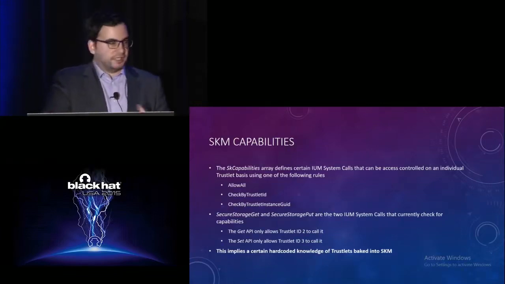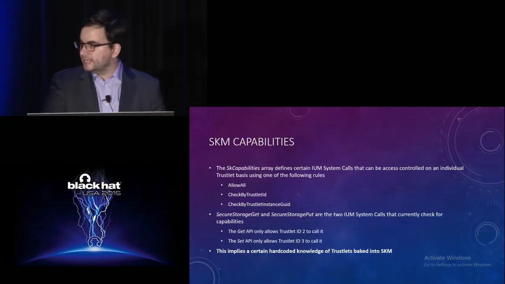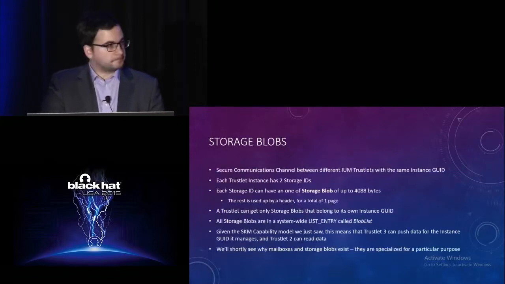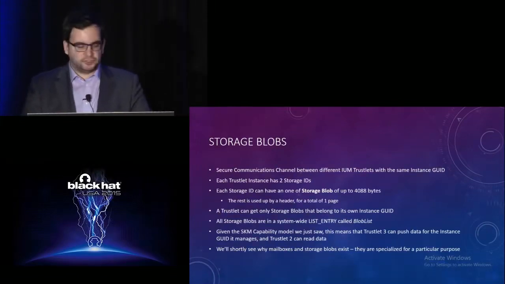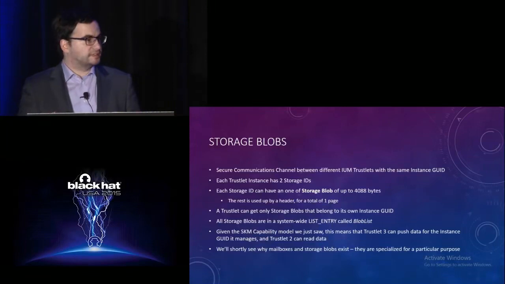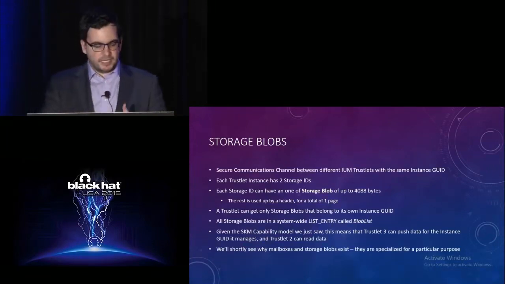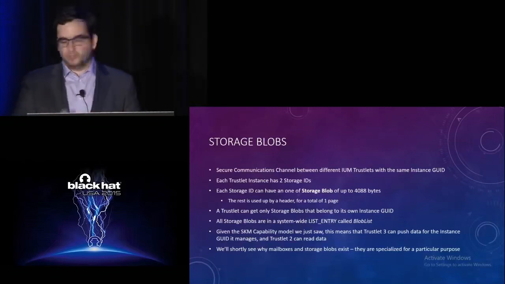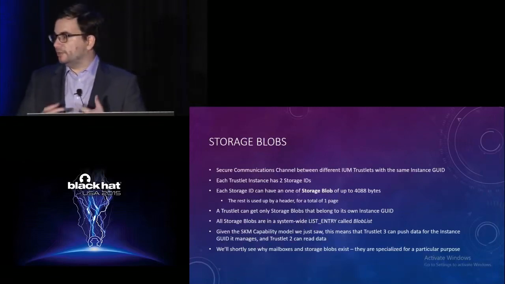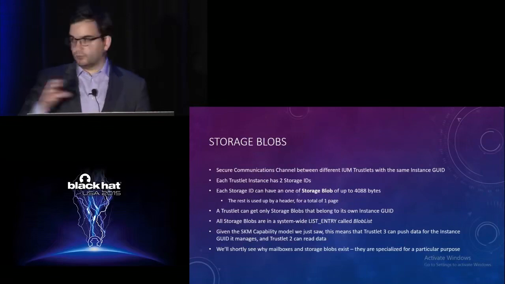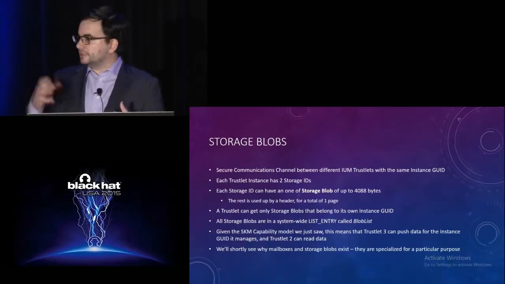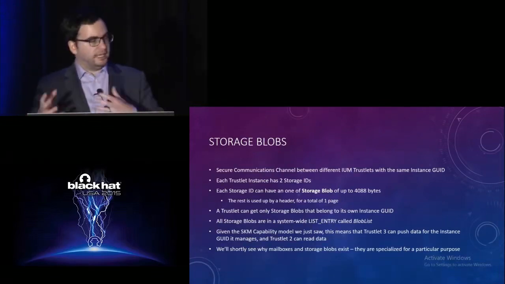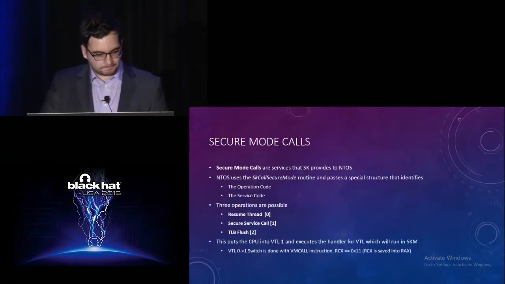So there is some knowledge in SKM about what trustlets should exist and what things they should be doing. Those storage get and storage put functions are associated with what are called storage blobs. Storage blobs essentially allow two trustlets that have different IDs, but the same instance, to communicate with each other. And we're going to see what storage blobs are actually used for. So mailboxes allow you to communicate from secure to normal. Storage blobs allow two trustlets to put and get data in a secured way.